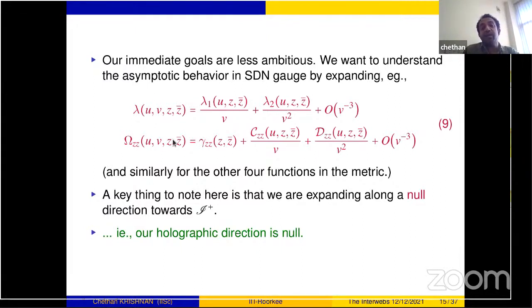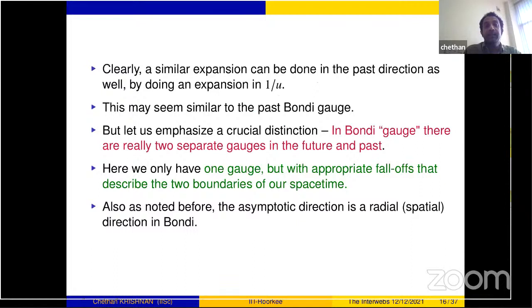And we try an expansion of this form. These are some of the metric functions; there are others, so two of them I'm writing here, and these are the fall-offs that you have. Well, this gamma ZZ is actually 0, because the sphere metric only has support on gamma ZZ-bar, but I'm just writing it for illustration. So this is the kind of fall-offs that one can try. The first thing we can note is that because we are working in U and V coordinates, our holographic direction is null. So we are going to 𝗦+, but not along R. And clearly a similar expansion can be done in the past direction as well, by doing an expansion in 1/U.